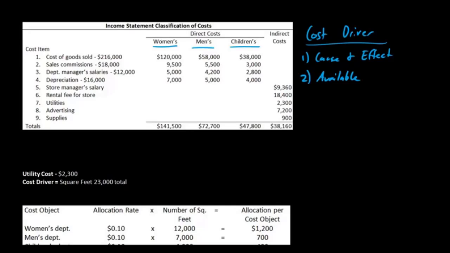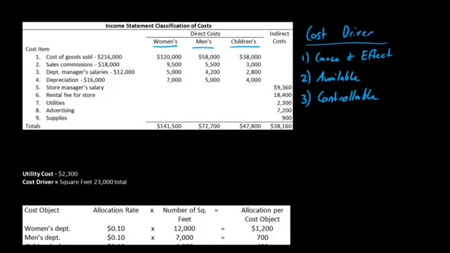The second thing we need to do is we need it to be available. You may be able to come up with a great cost driver, but if it's not available, it's kind of useless. You have to have a cost driver that's available. We don't have information on everything that goes on in the company. We just collect some information about some things. Like we know sales volume, but we may not know the number of sales transactions. So we could use sales volume as a cost driver, but even if number of transactions is a better driver, we can't use it because we didn't collect information on it. So basically, it has to be available.